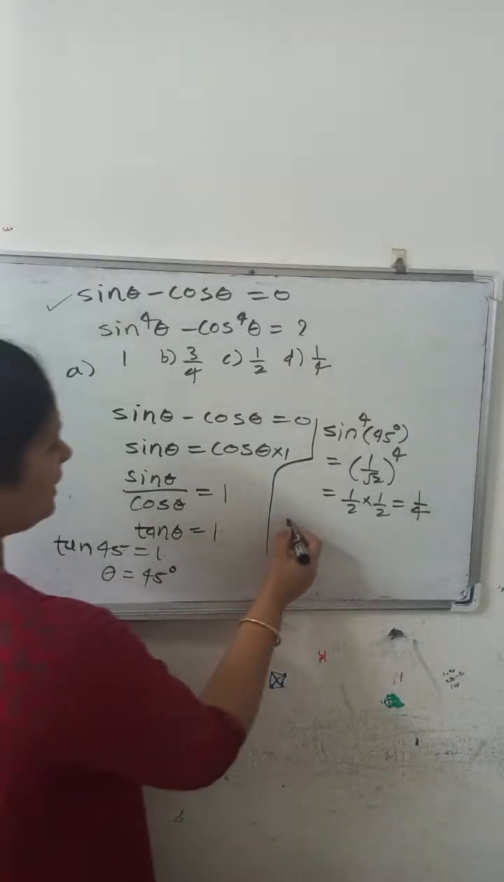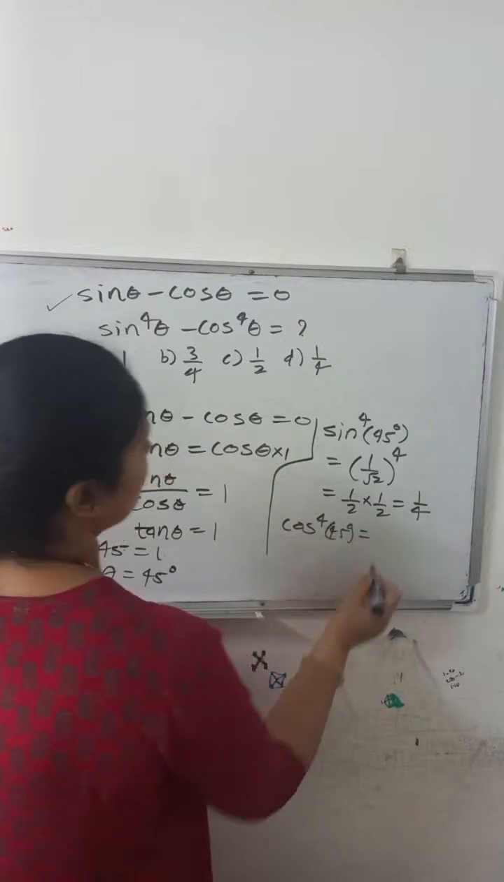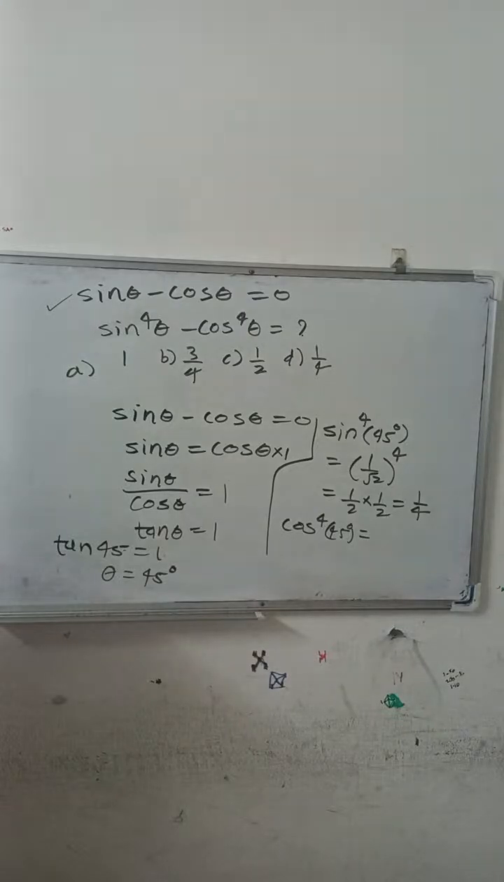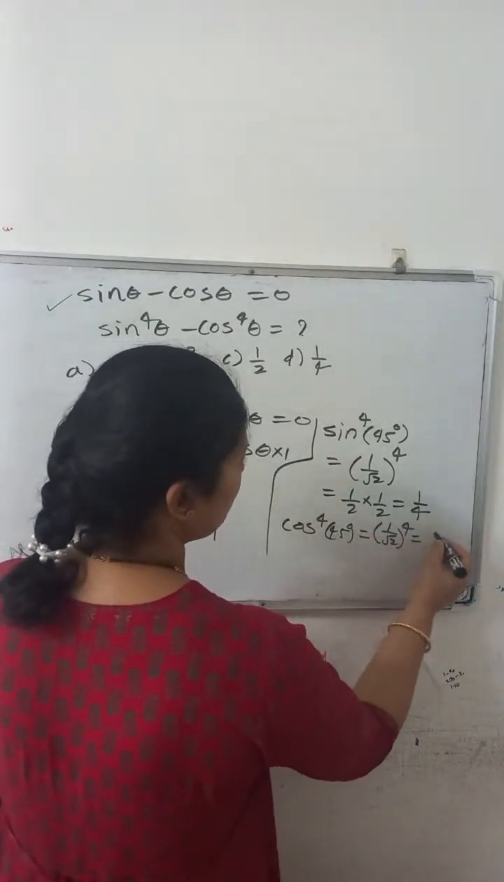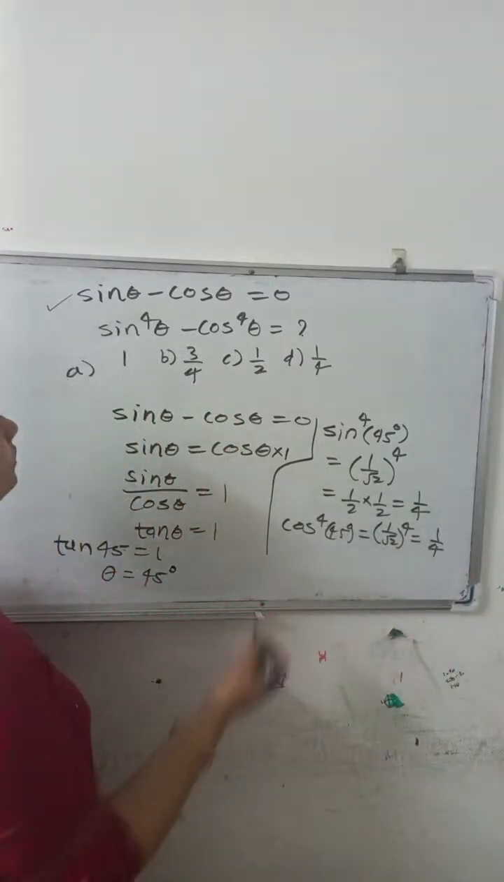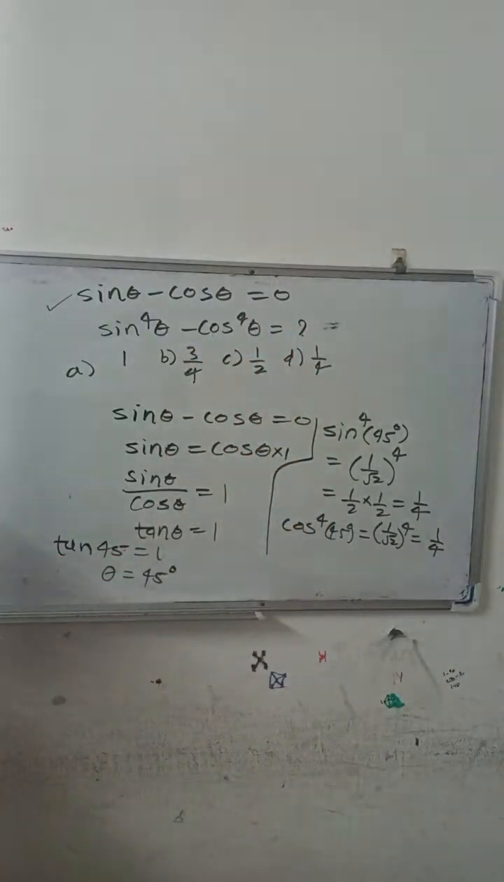And again similarly you can calculate for cos raised to 4, angle is nothing but here 45. So cos 45 is nothing but again how much? Cos 45 is also 1 by root 2, so (1 by root 2) whole bracket raised to 4. Again the answer is 1 by 4. So if we calculate sin raised to 4 theta minus cos raised to 4 theta, what will you get as the answer here? Check. We will get 0.